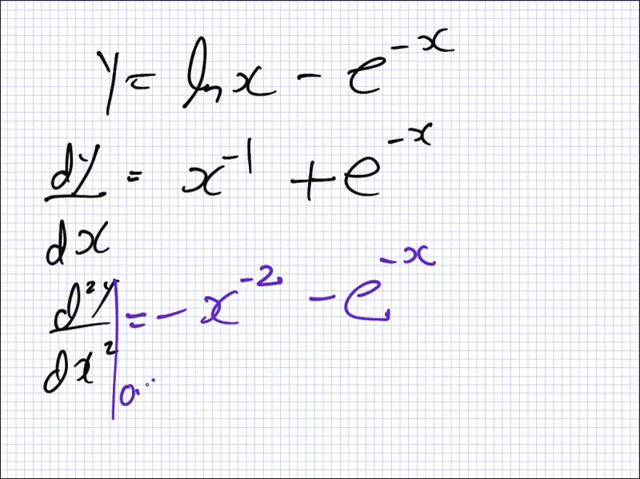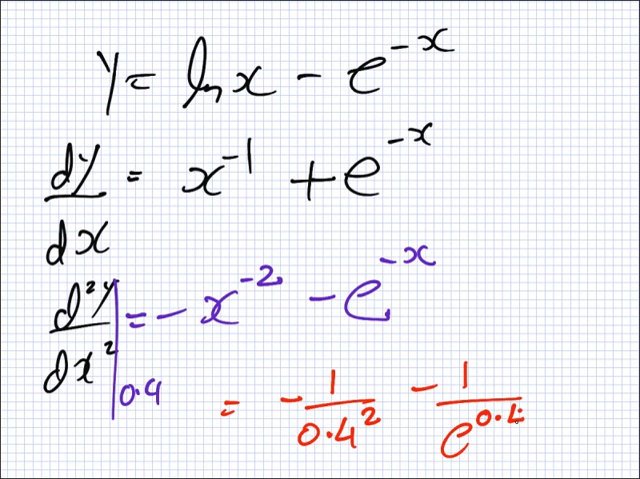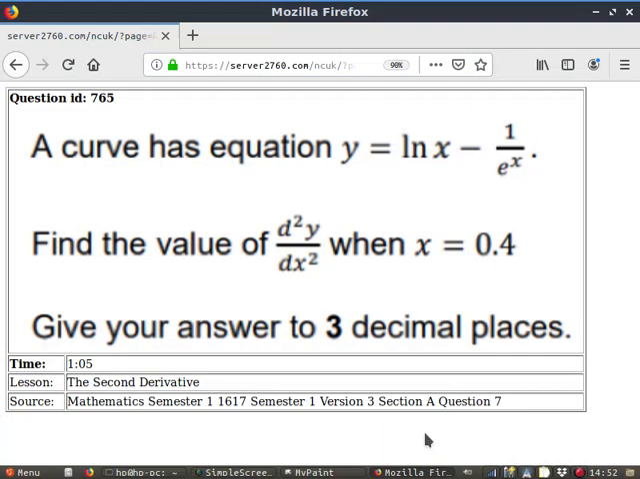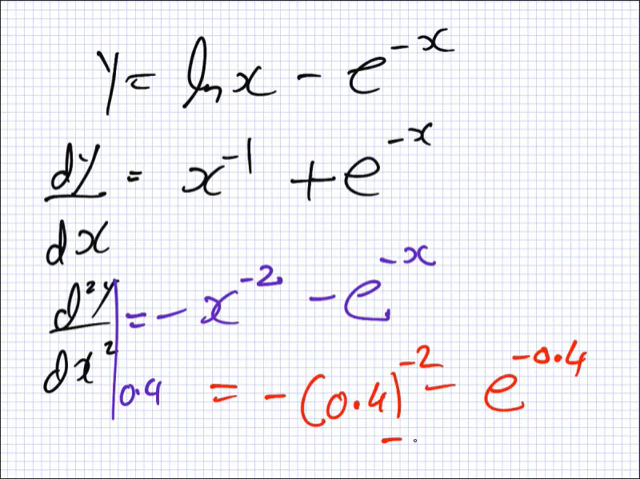And x is 0.4. So at 0.4, this will equal minus 1 over 0.4 squared minus e to the power 0.4. Well, you don't even have to do that by hand. You can just type it in on the calculator as minus bracket 0.4 to the power minus 2, minus e to the power minus 0.4. So to 3 decimal places, what do we get? What is it? Minus 6.92.